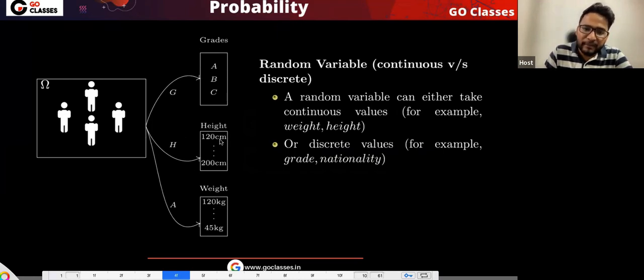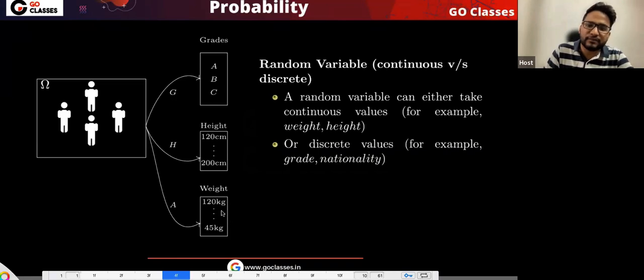This h is mapping to height, and let's suppose that height could be anything. You are allowed to take any height between 120 and 200. Maybe 120.0001 is also a valid height. In that case, you will say that this height is a continuous random variable since it is mapping to uncountably infinite values.